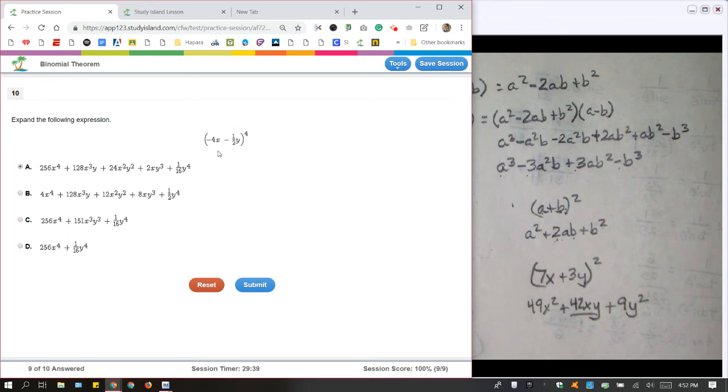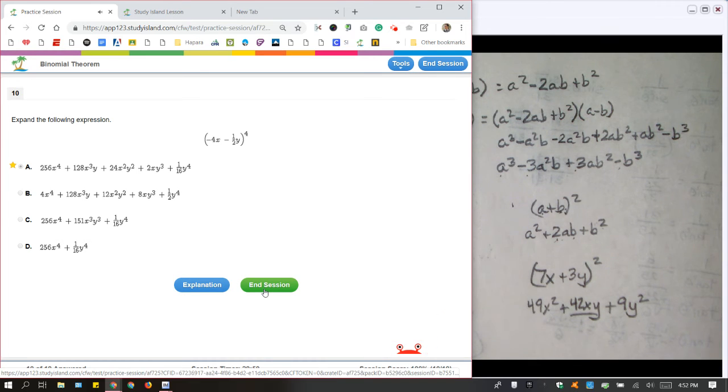In the other ones, that could change some things up. So notice that we're subtracting here, but we've got all these positive answers because the fourth power makes everything positive when you're multiplying that by it. So that's going to change up some things when you have a difference in your binomial.